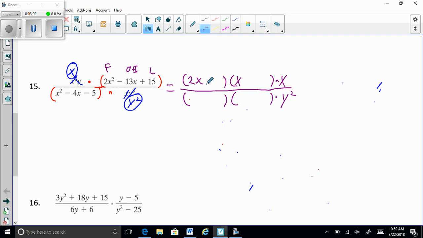But basically, 2x and x is going to give me the 2x squared. Now I've got to get a plus 15, but somehow the inner and the outer has got to add up to negative 13. So it's probably going to be a 5 and 3. It's just a matter of where do they go.